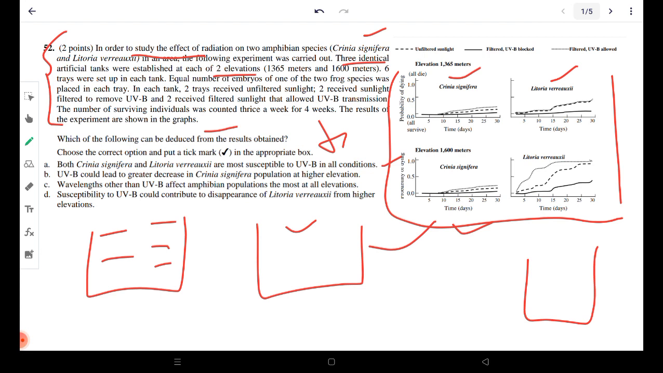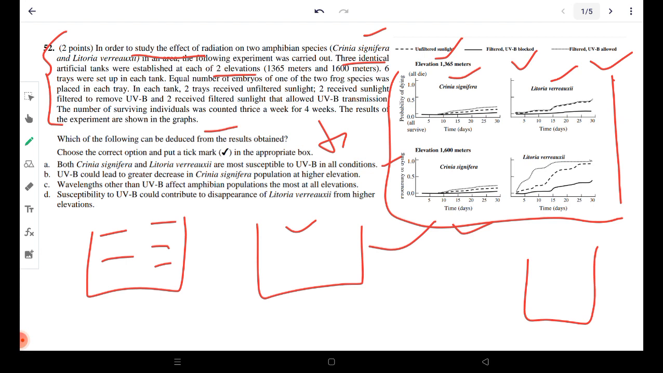They have provided three conditions for each species. First, they have provided unfiltered sunlight. Again, they have provided a filtered but UVB blocked light. Now thirdly, what have they done? They have provided filtered UVB allowed. They have filtered all other wavelength light, which is extra, but have allowed UVB.